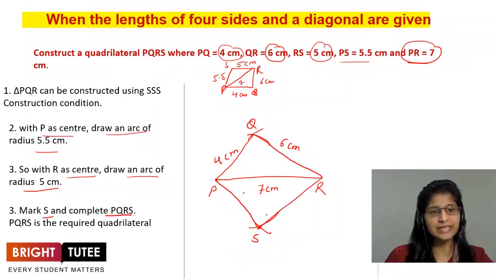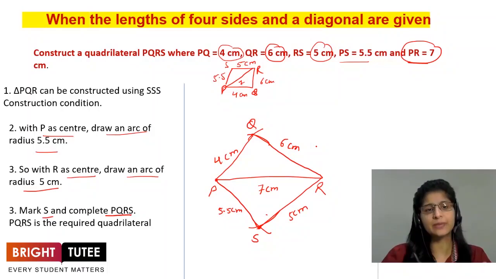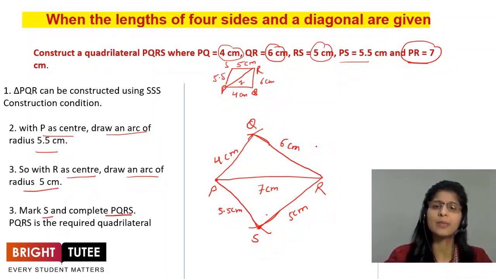Clear? So PS is how much? 5.5 centimeter. And RS is how much? Just see, 5 centimeter. Clear? So like this, we have formed our required quadrilateral. So this will form the quadrilateral, and the steps of construction you have to write in a much simpler way. Just write whatever you are doing.